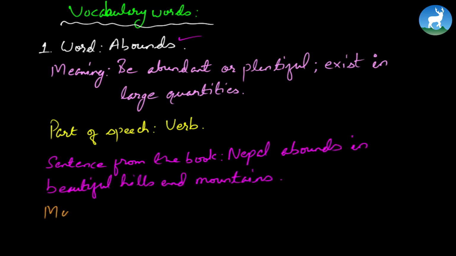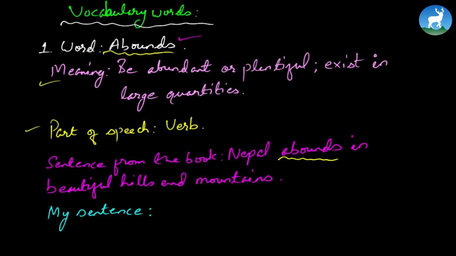And finally, you come to the last title, my sentence, or a sentence of my own. Here, the word abound comes right here: Nepal abounds in beautiful hills and mountains. Now in my sentence, you use the word. You already know the word, you also know its meaning and its part of speech, and you also know how the word is used in a sentence. Now you can make a sentence of your own. In what way can you make a sentence out of the word abounds?